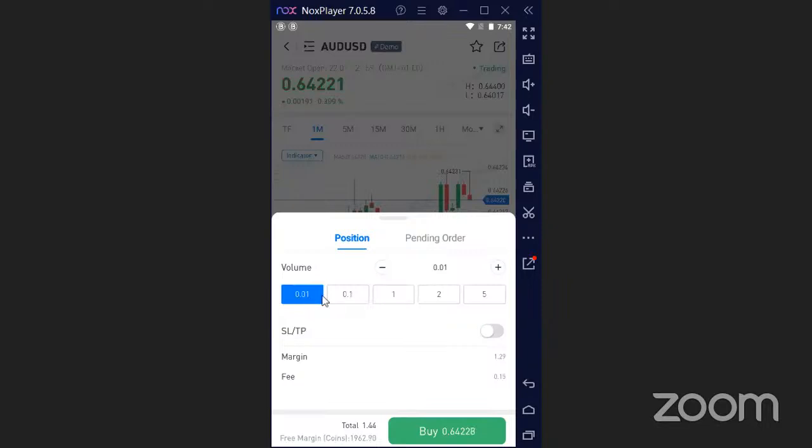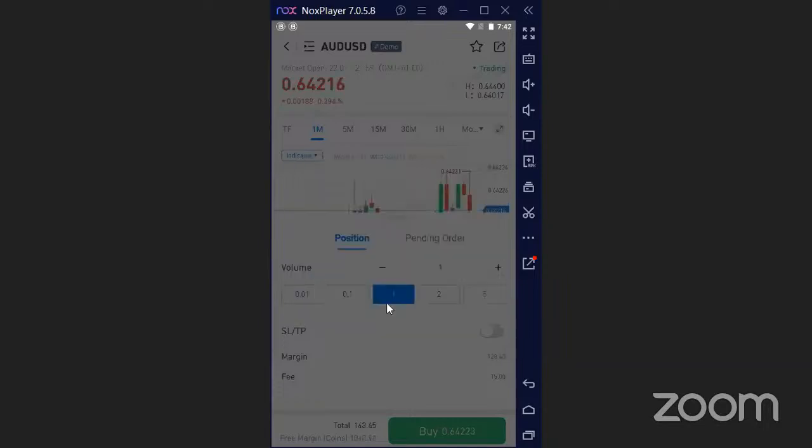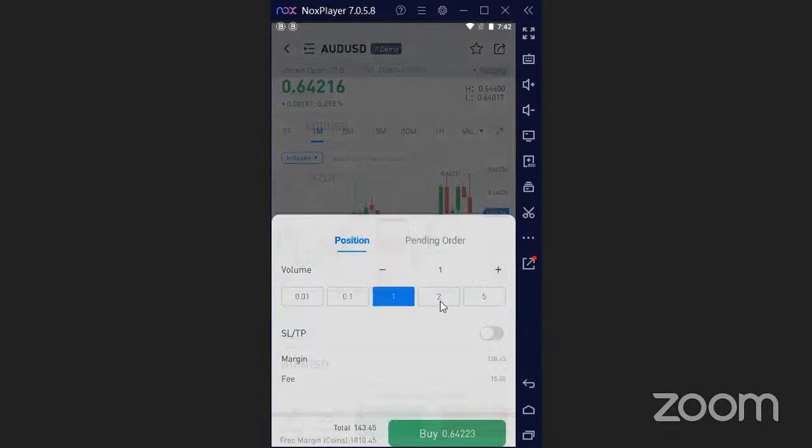Okay, let's say we use one lot size right now. This is a very high lot size. So we are using one lot size right now. Let's buy and see how fast our market is going to start moving immediately, compared to the other trade that we've opened previously.